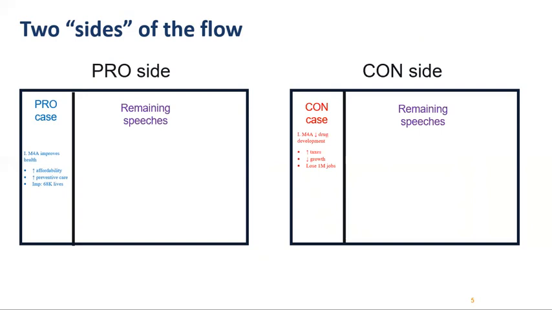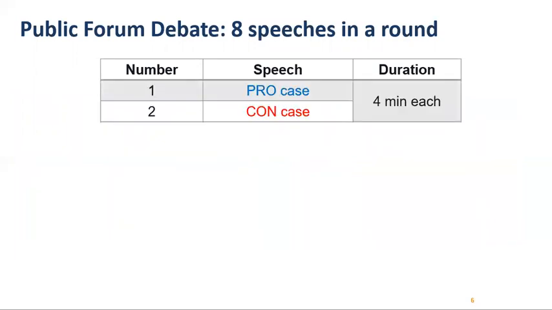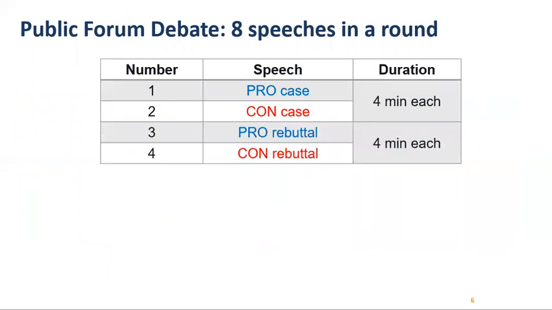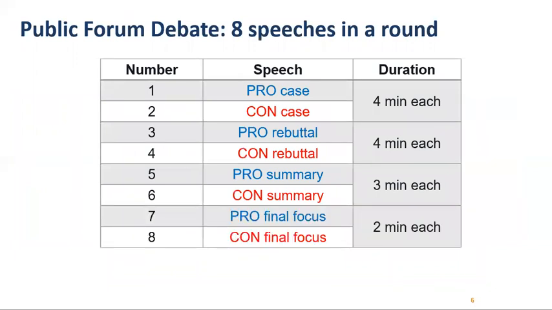Let's talk in a bit more detail about the columns on each side of the flow, but I want to first remind you of the speeches in the round. A public forum debate round has 8 speeches. Each team first lays out a 4-minute case. Each team then gives a 4-minute rebuttal. Then each team gives a 3-minute summary. Finally, each team gives a 2-minute final focus speech.